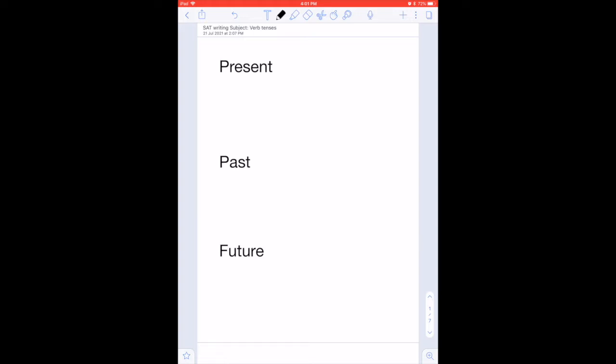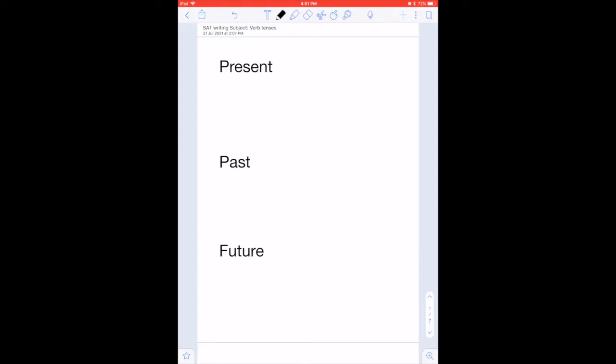So obviously, when you're learning this concept, you would obviously know what present, past, future means. But some people are kind of confused with present perfect or past perfect or future perfect. So we really have to overview the whole verb tenses.